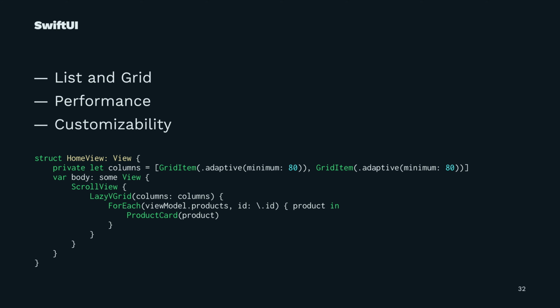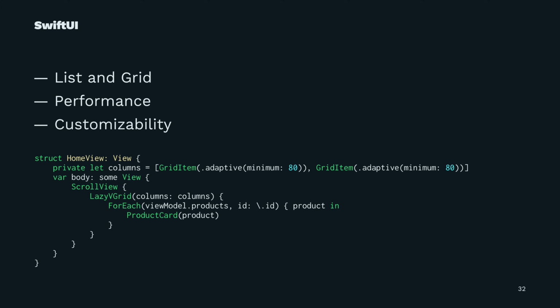SwiftUI has List and Grid, which basically are equivalents of UITableView and UICollectionView. However, when it comes to performance, there's not a lot of documentation available, and they both are kind of black boxes in some areas, so it can be difficult to customize the performance.